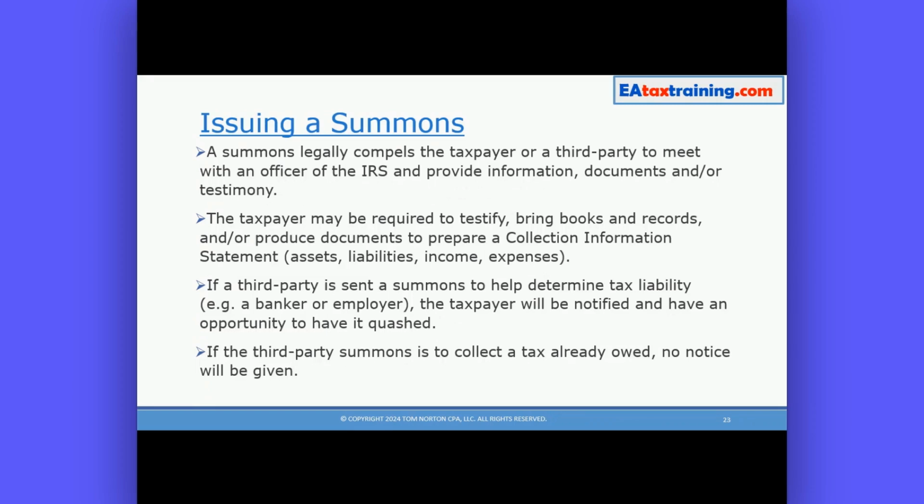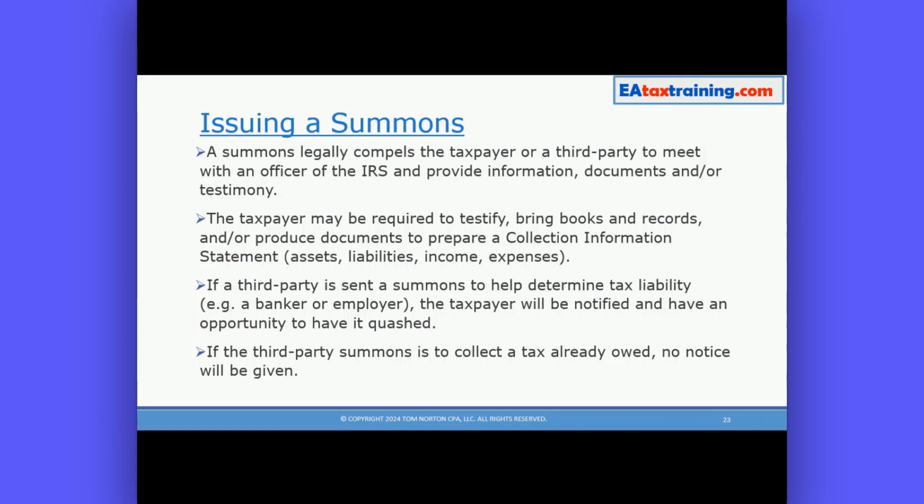The next thing the IRS can do to try to collect an amount due is to issue a summons. A summons legally compels the taxpayer or some other person to meet with the IRS and to provide information or documents or testimony. The taxpayer may be required to testify, to bring books and records or other documents, and to prepare a collection information statement.